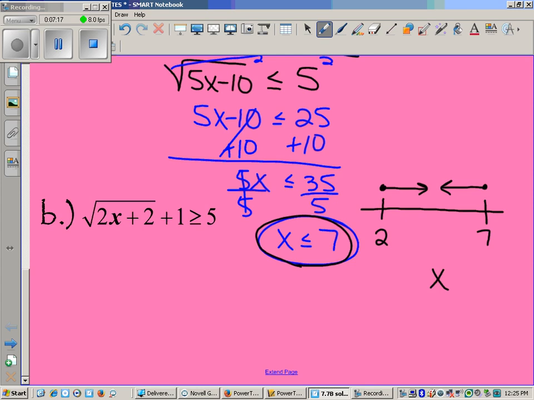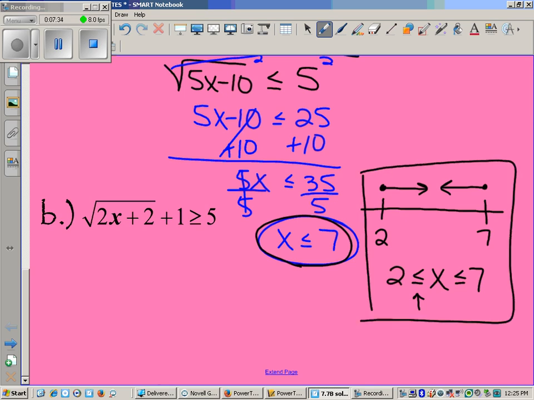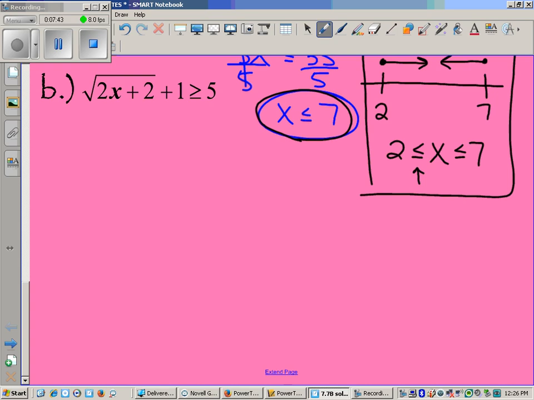My other part of my answer is I'm going to put in a little equation for my answer. So I have my x is less than or equal to 7, but I also have x is greater than or equal to 2. Do you see how I switched this inequality the other way because my x was on the other side? Okay, so I'm going to have these two pieces for my answers. X is less than or equal to 7, and x is greater than or equal to 2. Okay, let's try another one.